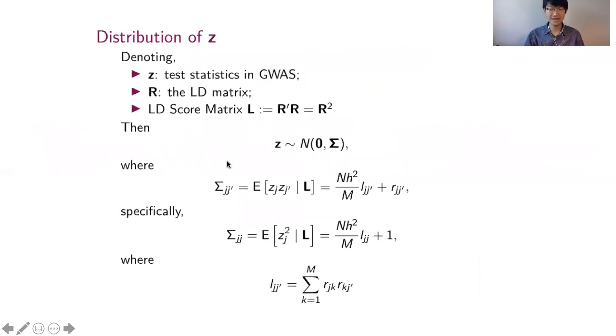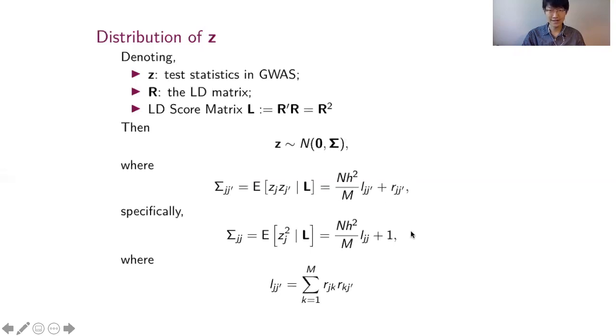After some analysis, we realized that not only the variance of the test statistic is determined by the LD matrix, actually the whole variance-covariance matrix of the test statistic is determined by the LD matrix. If we denote R as the LD matrix, and we define the LD score matrix L as the self-product of the R matrix, then we can derive the relationship between the variance-covariance matrix of the test statistic and the L matrix.